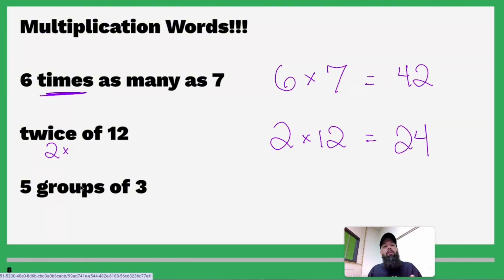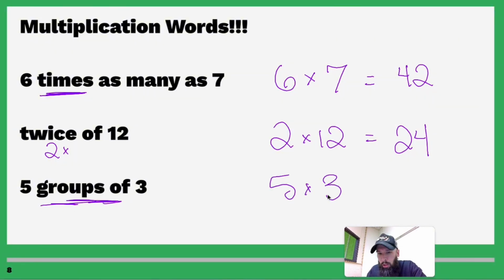Okay? 5 groups of 3. When you see words like groups of, that means you're taking 5 groups of 3. So 3, 3, 3, 3, 3, or 5 times 3. So 5 groups of 3 is 5 times 3, and 5 times 3 is 15.